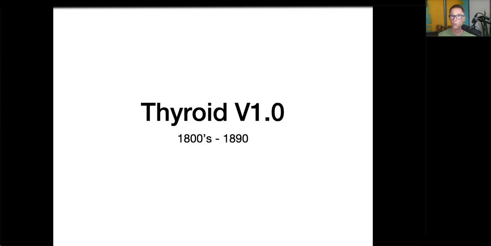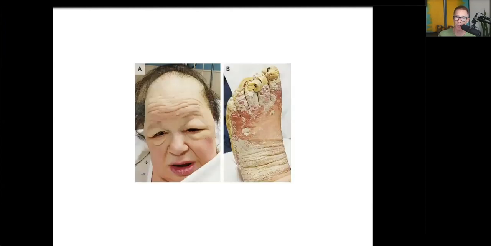Now we've got version 1.0 of the thyroid world. And this kicked off in the early 1800s, and a lot happened during this time. So the thought and the focus was, again, on things that were visible, but things that were more so clinically diagnosed. So this is tragic. This is a situation of myxedema coma. And this was recognized and talked about during this 1800 window.